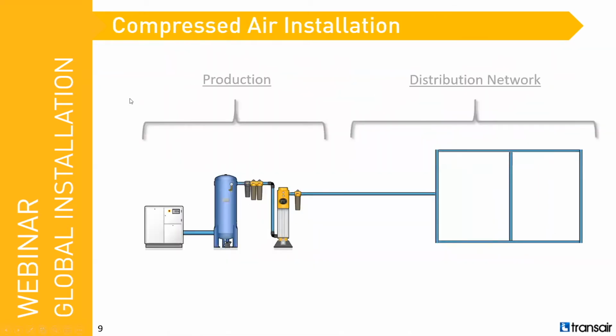In a compressed air installation, more specifically, we recognize 2 main parts. First, the production, where we are going to generate the compressed air with some specific characteristics such as flow rate, pressure, and quality. And the second part is the distribution network, which is there to make the link between the point of production and the point of use.